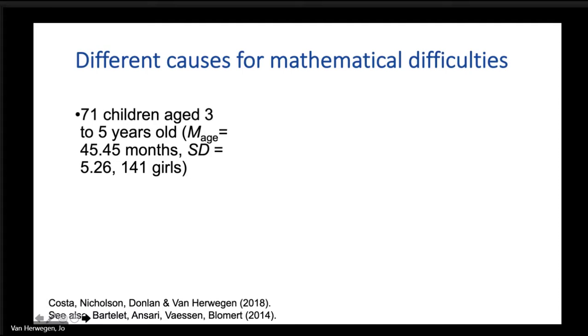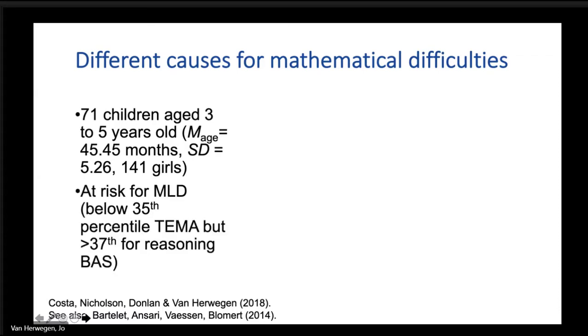So we looked at 71 children who were aged between 3 and 5 years old, and they were all at what we call at risk. They didn't meet the criteria for developmental dyscalculia because we only assessed them once, so we wanted to be careful and just said they are at risk. They were performing below the 20th centile for children of their age range, below the 35th centile, and they didn't have any difficulties with general reasoning abilities.